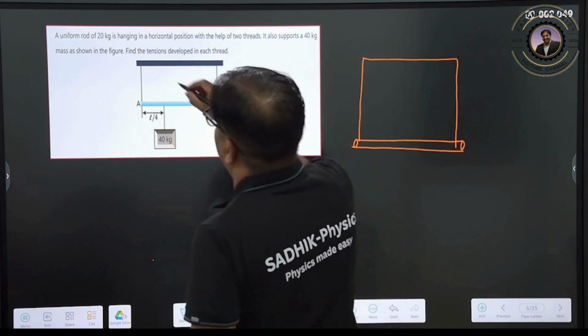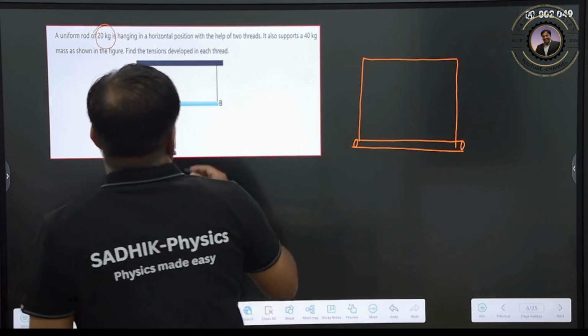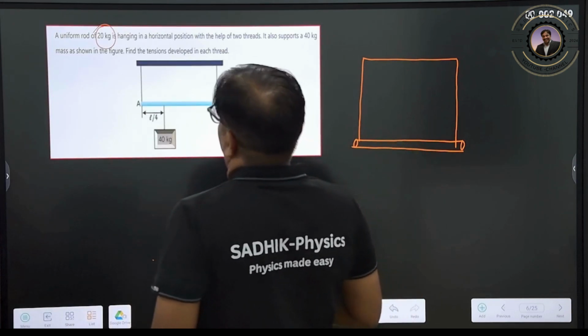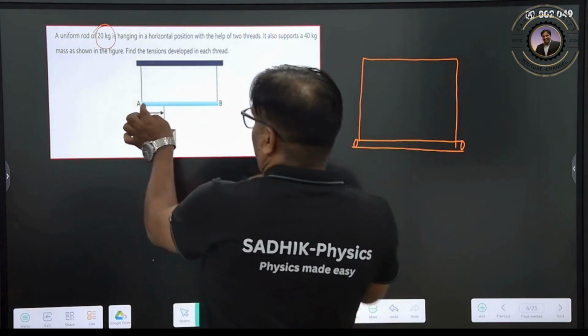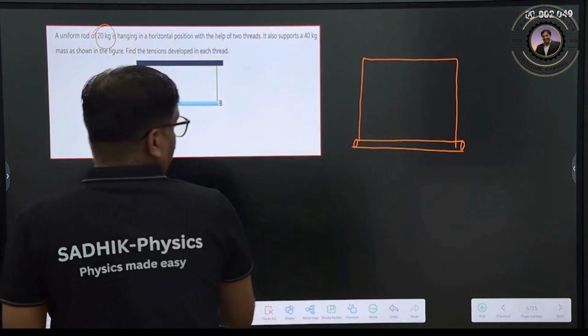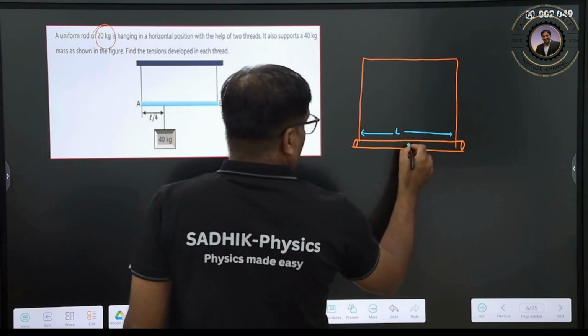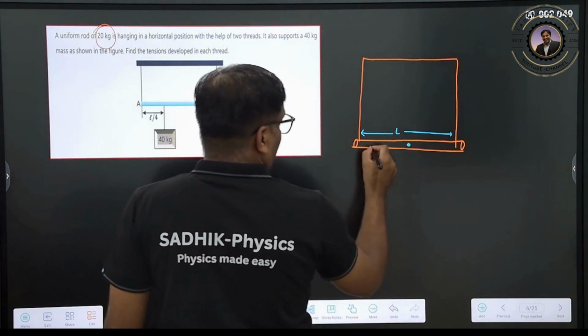What is the mass of the rod? 20 kg. Uniform rod means where will the weight be? It will be exactly at the midpoint. The total distance is L, and L by 4 is given. So total distance is L, and uniform rod means it will be at L by 2 distance.